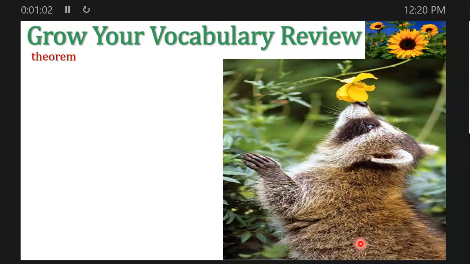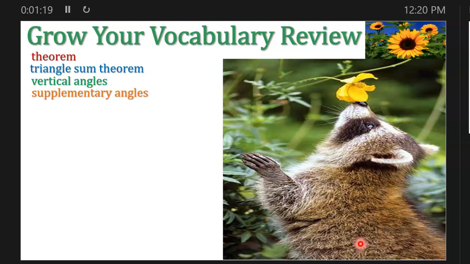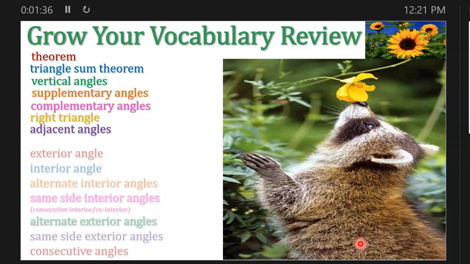Okay, let's review our vocabulary real quick one more time. Theorems are those universal truths in math that we can prove over and over again. They're like laws in mathematics. Triangle sum theorem states that there's 180 degrees in every triangle. Vertical angles are those angles across from each other on an intersection that are congruent. Supplementary angles are two angles that add up to 180 degrees or a straight line. Complementary angles are two angles that add up to 90 degrees. Right triangles are triangles that have a 90-degree angle inside. Adjacent angles are angles that are right next to each other. They share a common side and a common vertex.